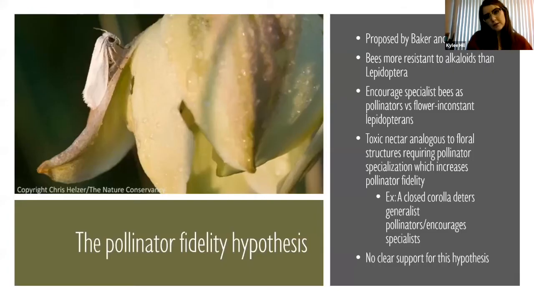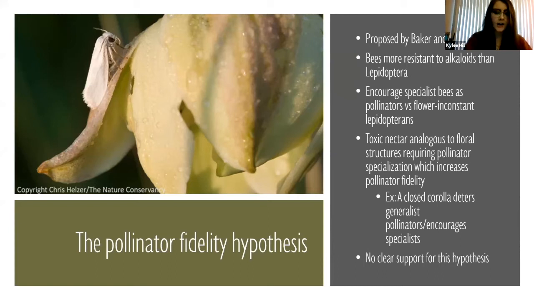And so this first hypothesis I'm going to talk about is the Pollinator Fidelity Hypothesis. And this was first identified by Baker and Baker in 1975. And it was found that bees are more resistant to alkaloids than adult Lepidoptera.